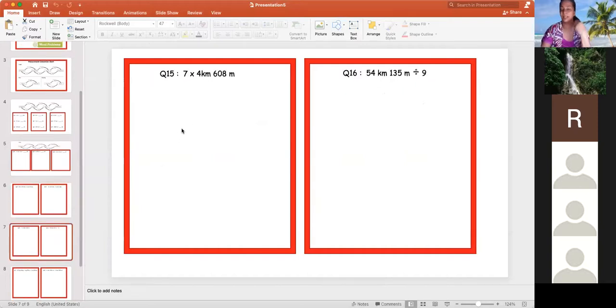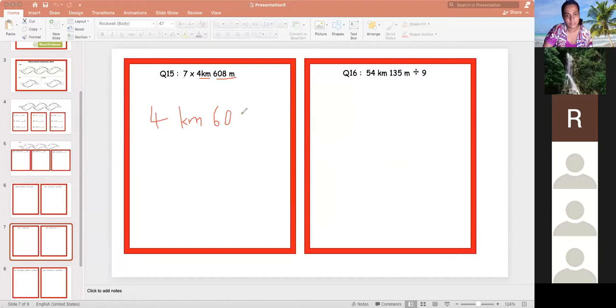15. This is darab. And question 16 is bahagi. How do you do this? Macam mana? How to do this question? Very simple. 4 kilometer. You write, you look here. 7 darab 4 kilometer, 608 meter. So you write your 4 kilometer. You write your 608 meters. Okay, tulis. And then you take and times with 7. Okay, 8 times 7. Berapa? 56. Betul? So you write 5 here and then you write 6.